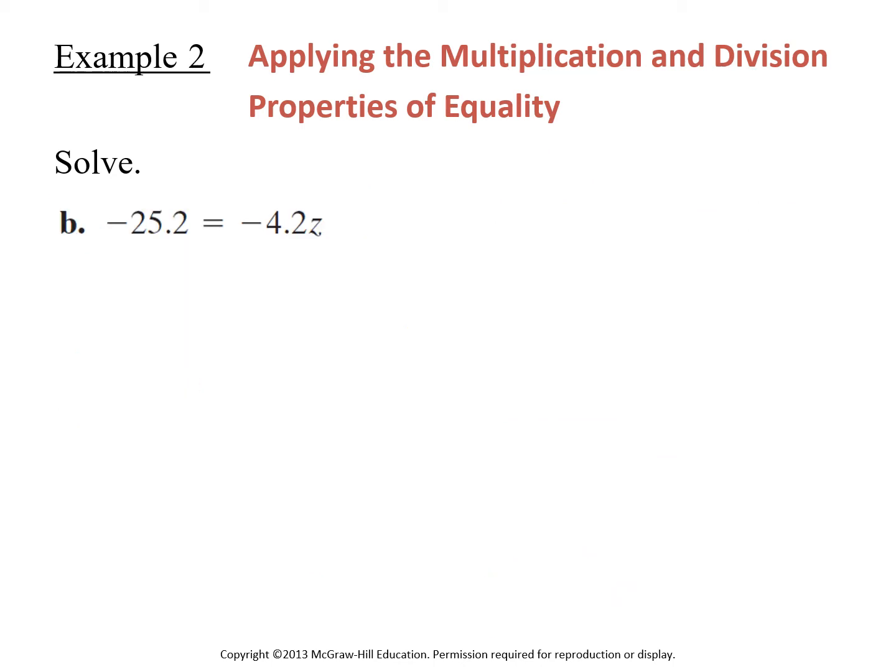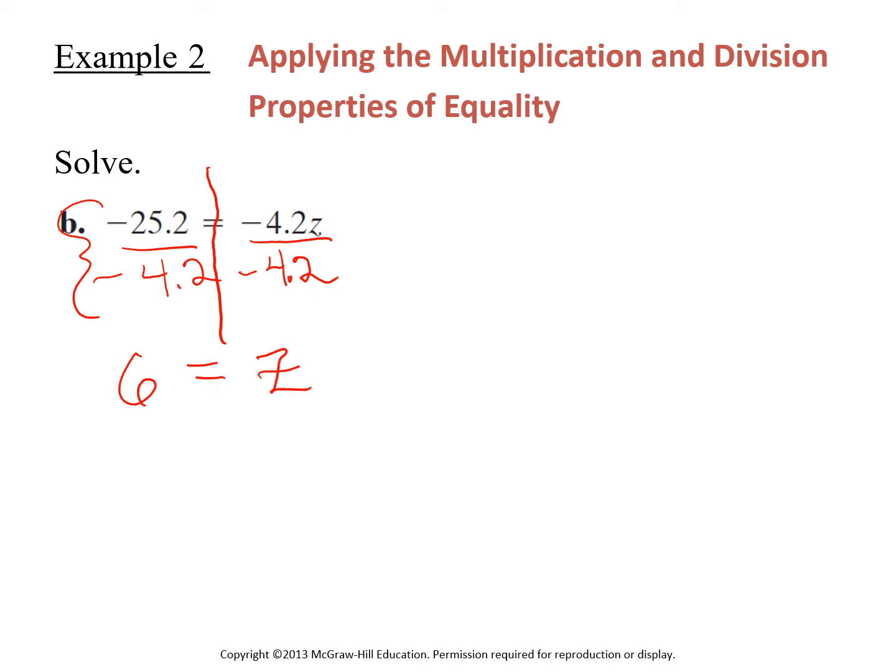This time I want to get z alone on the right side of the equation, so I'm going to divide by the coefficient. I don't change its sign. I'm dividing both sides by negative 4.2. So negative 25.2 divided by negative 4.2 is positive 6, equaling z.